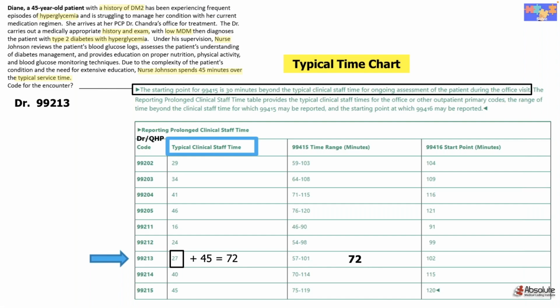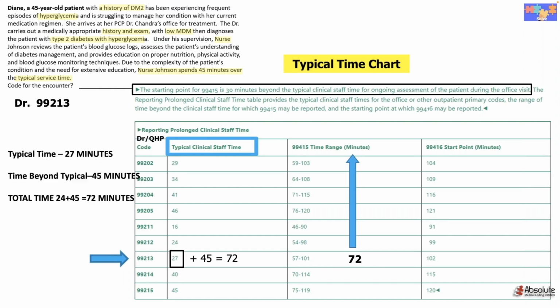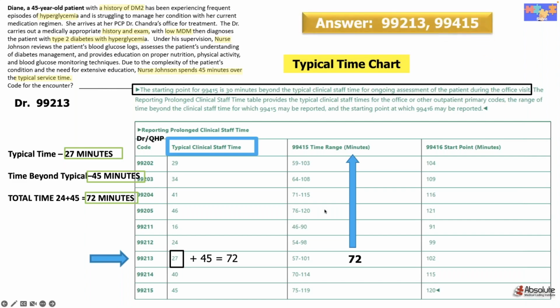And if you look up, 99415 can be coded. So we have a typical time of 27 minutes. The time beyond the typical time is 45 minutes. So you add it together, you have 72 minutes. Now, we know we can code 1 unit of 99415, right? And we also know that we can code 99213 with 99415. And that's the answer.